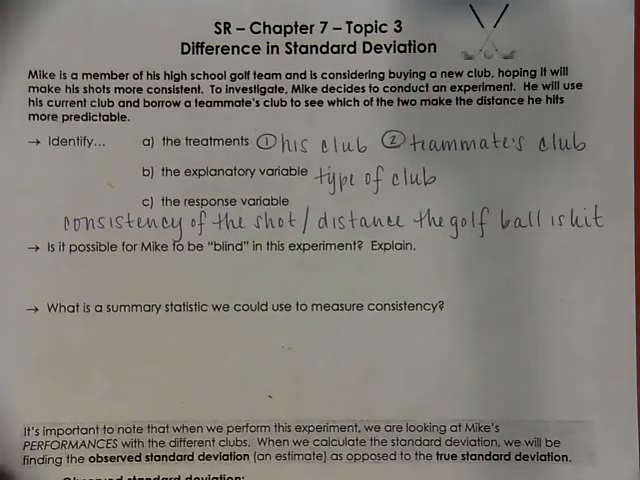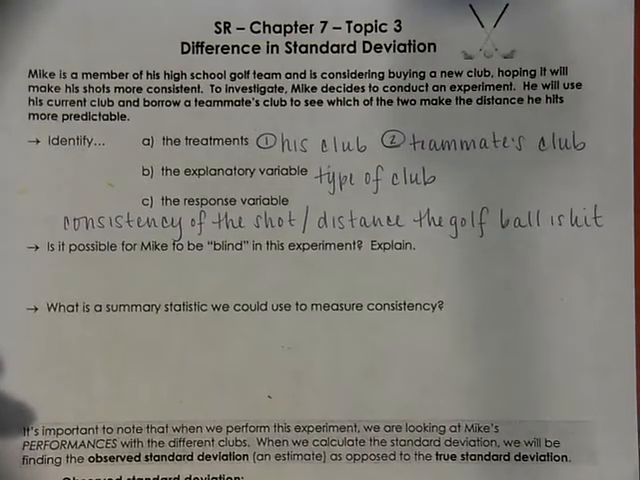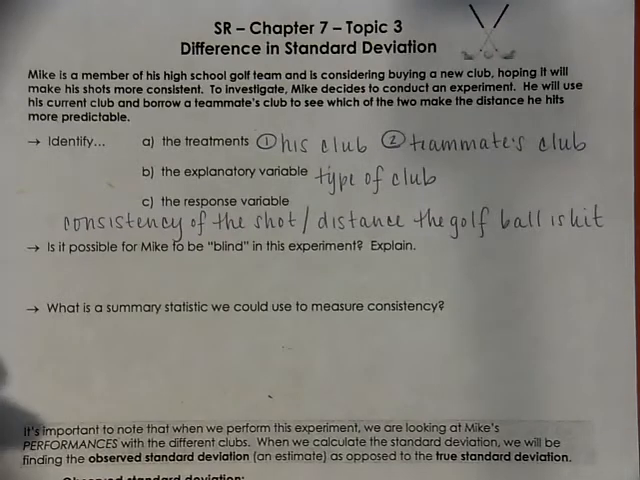Is it possible for Mike to be blind in this experiment? So recall the concept of blindness in chapter 2. Remember, we're not blindfolding anyone. We don't need anyone swinging a golf club blindfolded, that's for sure. Blind is basically, does the subject know the difference between the treatments? Does the subject recognize what treatment they're using? Is there any way to hide what treatment they're using?